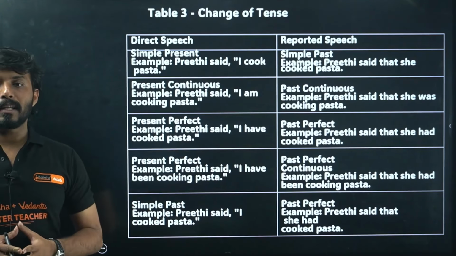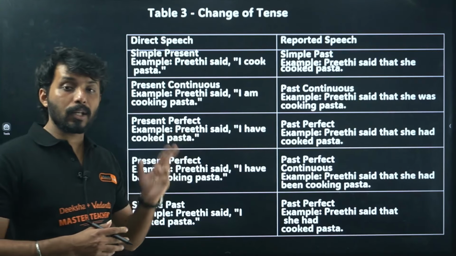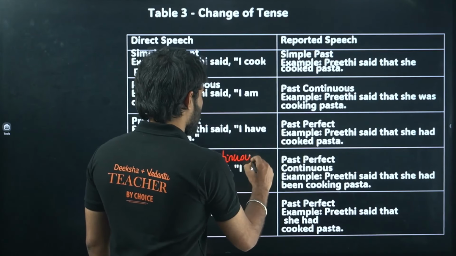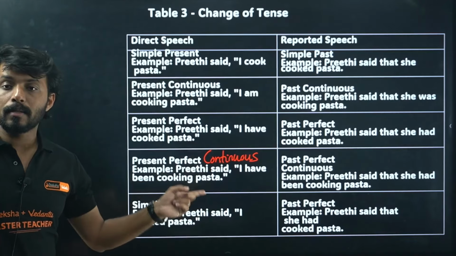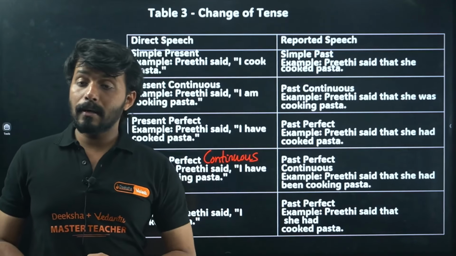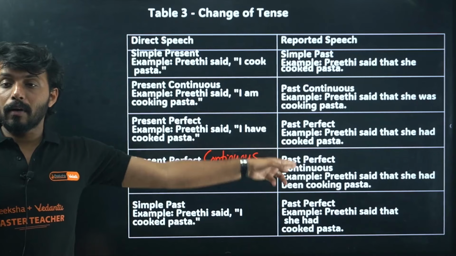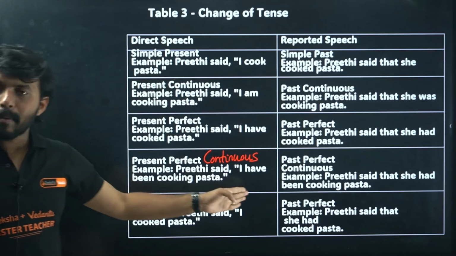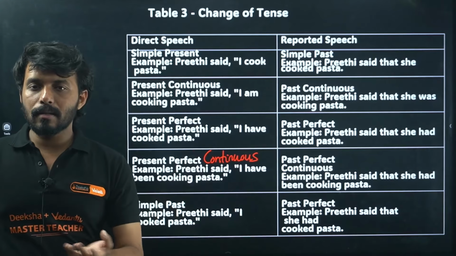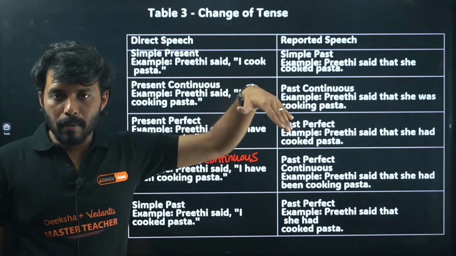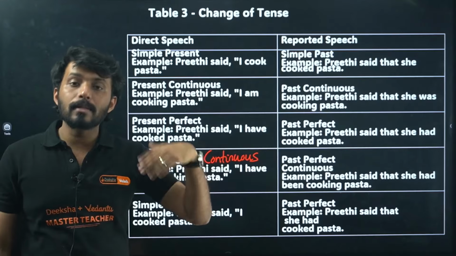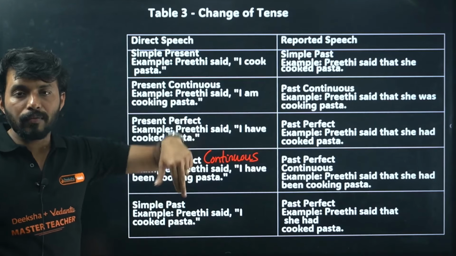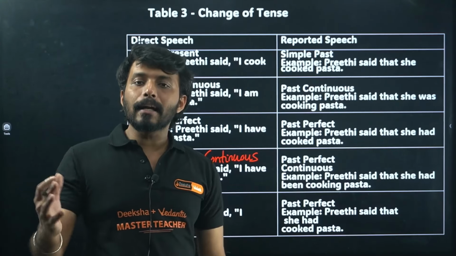Again, one more example. Preeti said, I have been cooking pasta. Present perfect continuous gets converted to past perfect continuous. The first four are pretty easy. Present getting converted to past. Simple present gets converted to simple past. Present continuous, past continuous. Present perfect, past perfect. Present perfect continuous, past perfect continuous. It gets a bit tricky from now on.